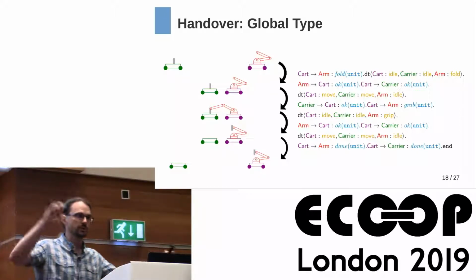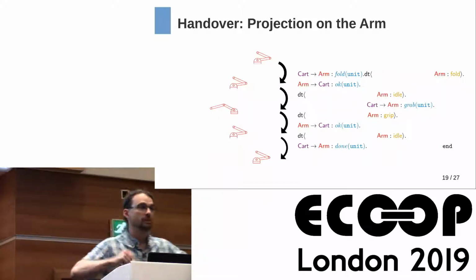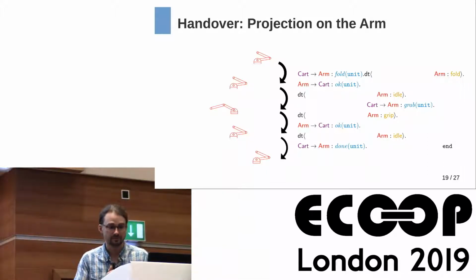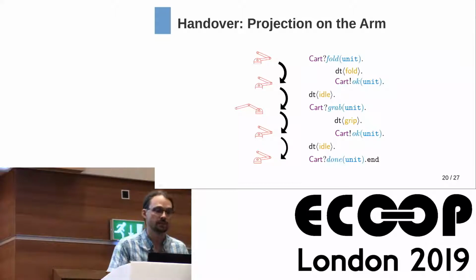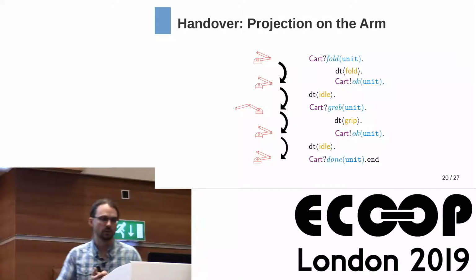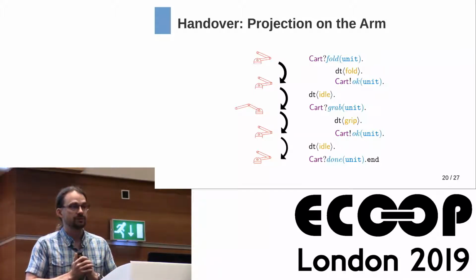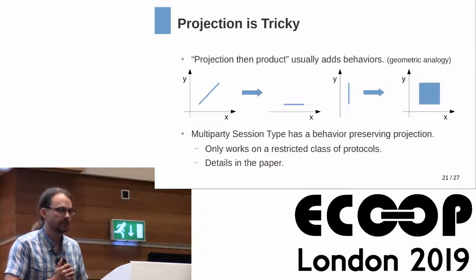Then, for instance, when we look at the arm, what we do is just get the local specification of the arm. Well, we just get rid of everything else. And then we can tidy it up to make it fit the syntax of the local type. And that's very simple at this level, but it's not always possible. So here we have to be a bit careful.